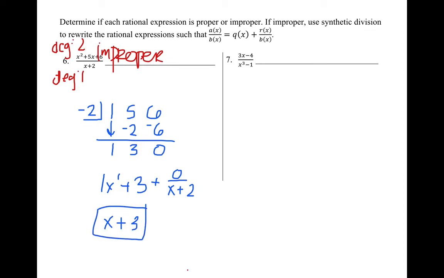On number 7, I'm going to look at the degree of the top. The degree of the top is 1. Degree of the bottom is 3. This one is proper, so I'm done. There's nothing else that I can do on here. I could technically say that it's 0 plus 3x minus 4 over x cubed minus 1, but I don't need to. It's proper. We're done.